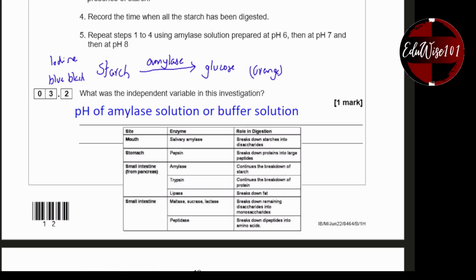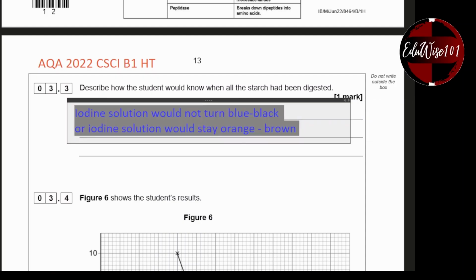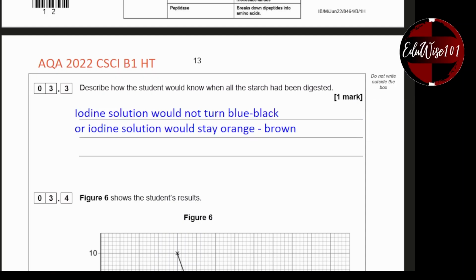Question 3.3. Describe how the student would know when all the starch has been digested. Now, remember, iodine is used to test for starch. So, iodine solution will not turn blue-black, or the iodine solution will just simply stay in the orange-brown color.